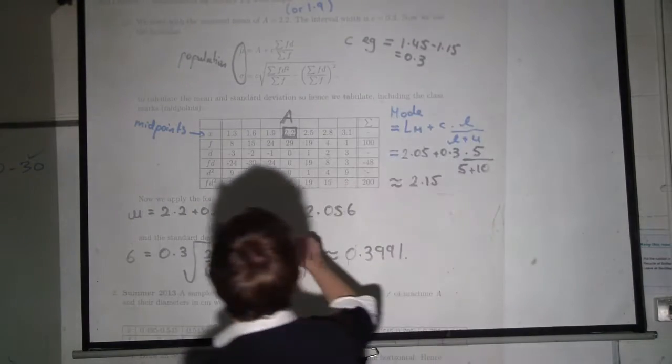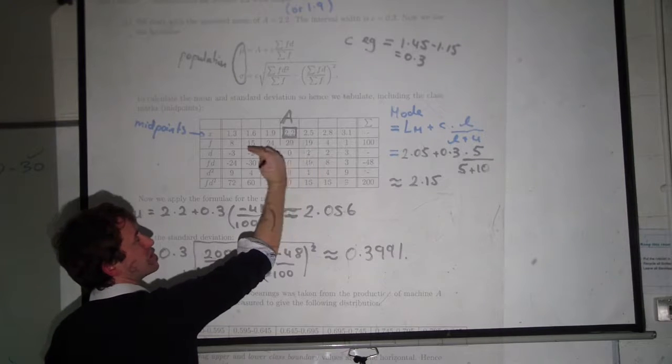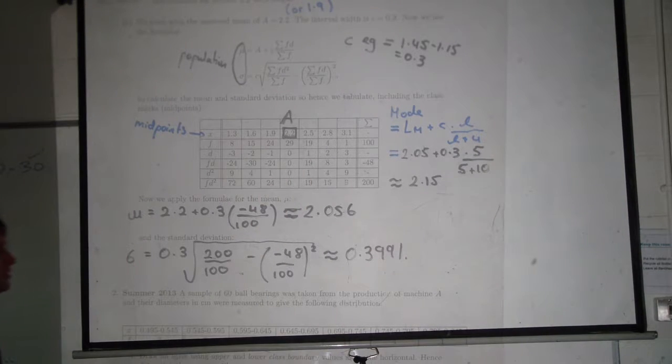So the peak we're putting around 2.15, which is, if you look at it, because there's slightly more data to the left than the right, it shouldn't be at the midpoint, it should be slightly pushed to the left.